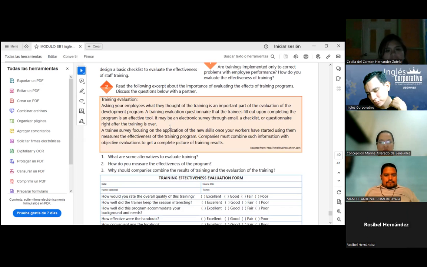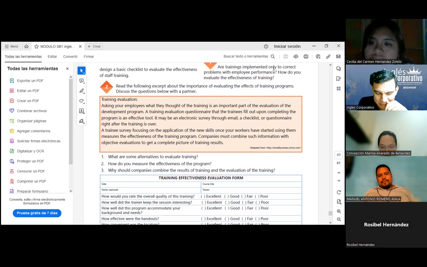Okay, dice la primera pregunta. What are some alternatives to evaluate training? ¿Cuáles son algunas alternativas? Training no sé qué significa. Capacitación. Entrenamiento, capacitación, workshops. Ok, teacher, thanks. Training. Entonces, ¿cuál sería ahí? ¿Cuál sería alguna? What are some alternatives to training?